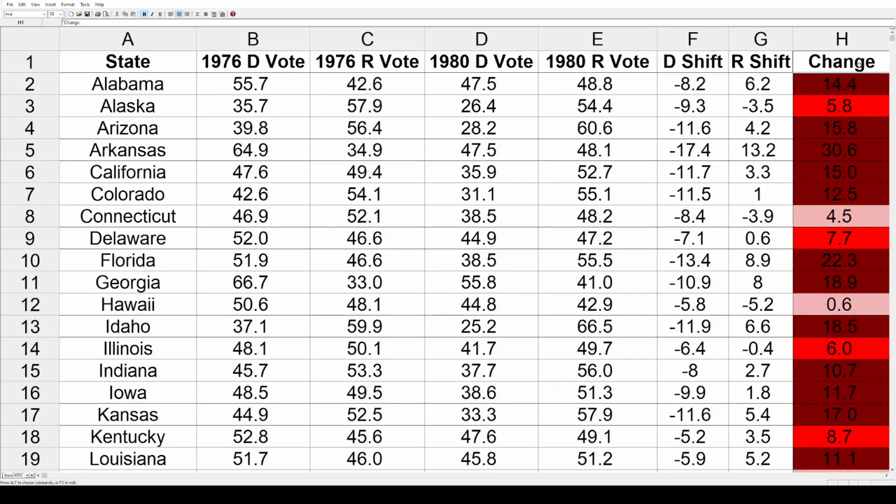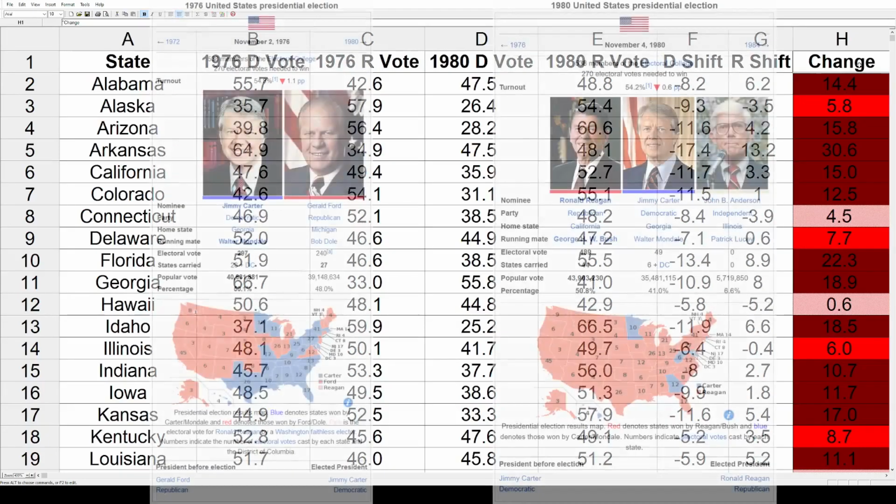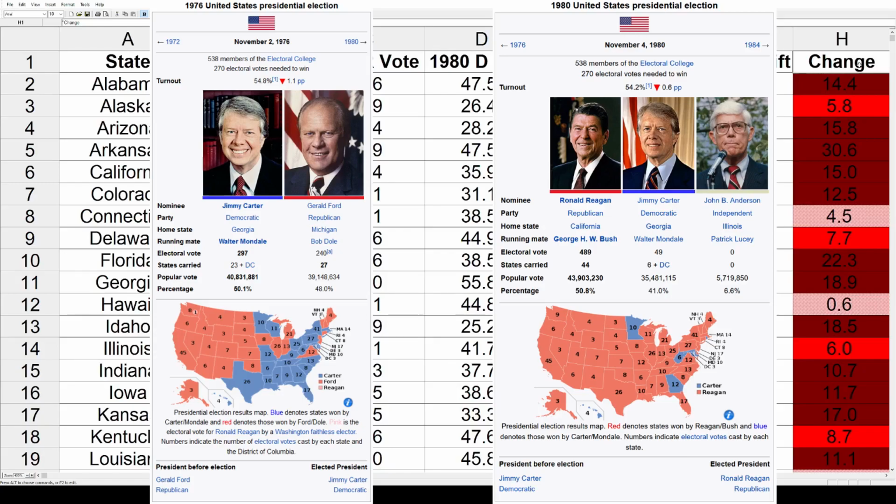The darkest colors are going to be over 10-point shifts, and the lightest colors are going to be under 5-point shifts. And as you could already tell, there's not many blue shifts on here, because in 1980, Ronald Reagan defeated incumbent Democrat Jimmy Carter. 76 was a close election between Carter and Ford, but in 80, it was a big swing toward the right, so there's going to be a lot of shifts on here toward the Republicans.